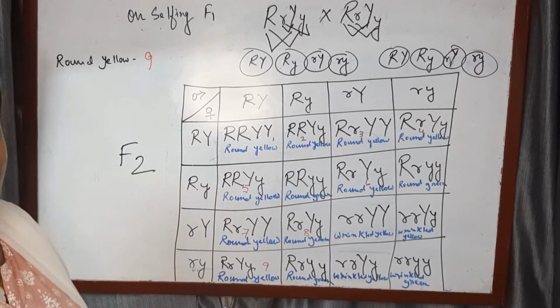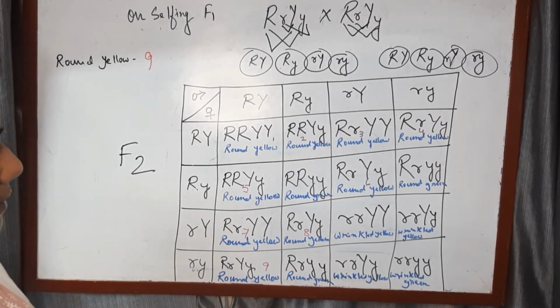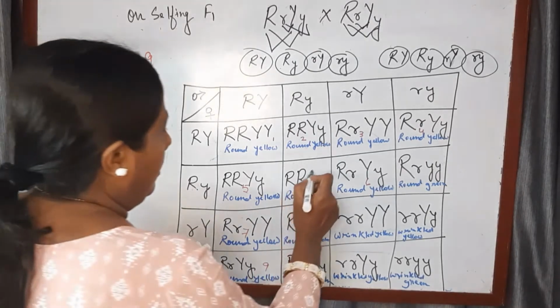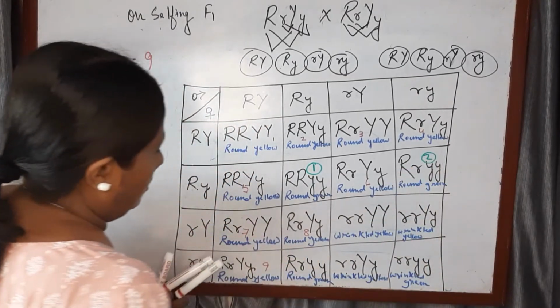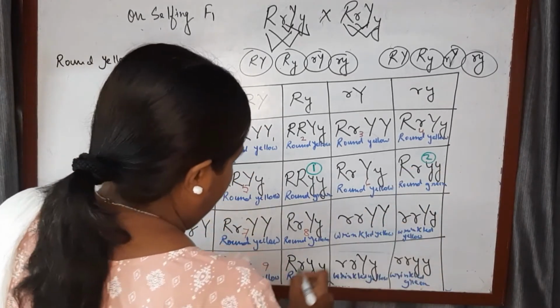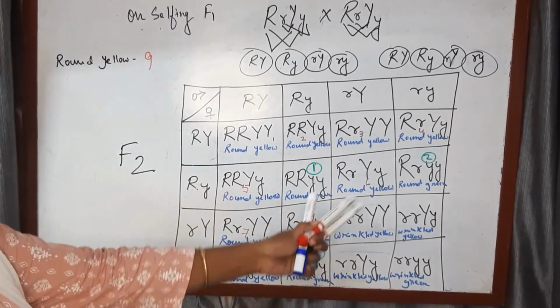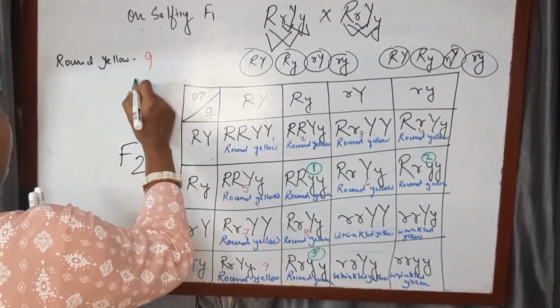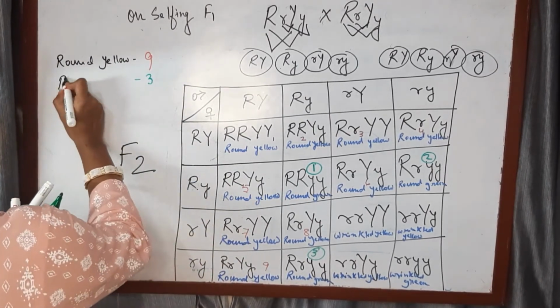next new character. Okay, what is that? Wrinkle or round green. Let us count round green. Round green, 1, 2, and where is the other? 3. Okay, round green. Can you see any other round green? You will not get. So round green, 3. So I am writing it, round green.